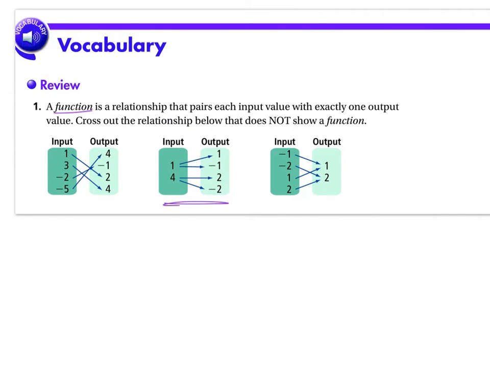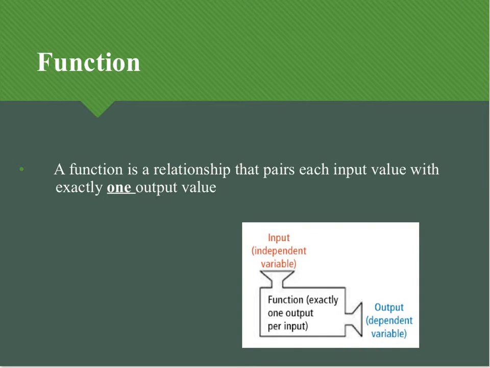You are correct. This is not a function because the 1 goes to both 1 and -1, and the 4 goes to 2 and -2. So it's not a function. So stating this again, a function is a relationship that pairs each input value with exactly one output value. Now, it could be the case that two different input values go to a single output value, and that would still be a function. But for each input, or x value, it can only go to a single y value.